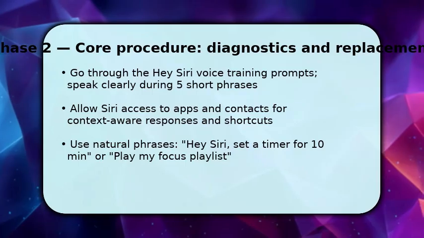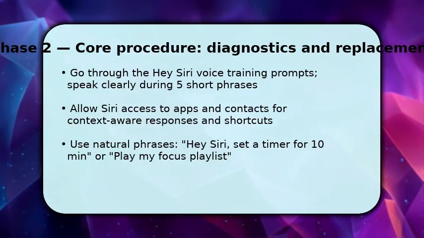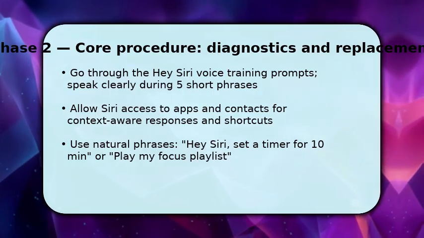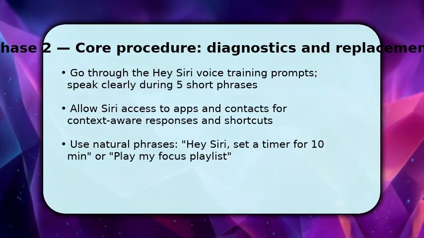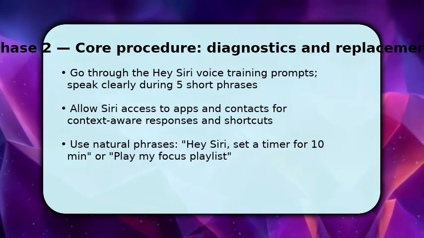Now you train and start using Siri. Tap Setup Hey Siri and repeat the 4 or 5 phrases. This teaches the model your voice so accuracy improves. Speak naturally, not theatrically. Then grant Siri access to contacts, calendar, and preferred apps so results are contextually useful.